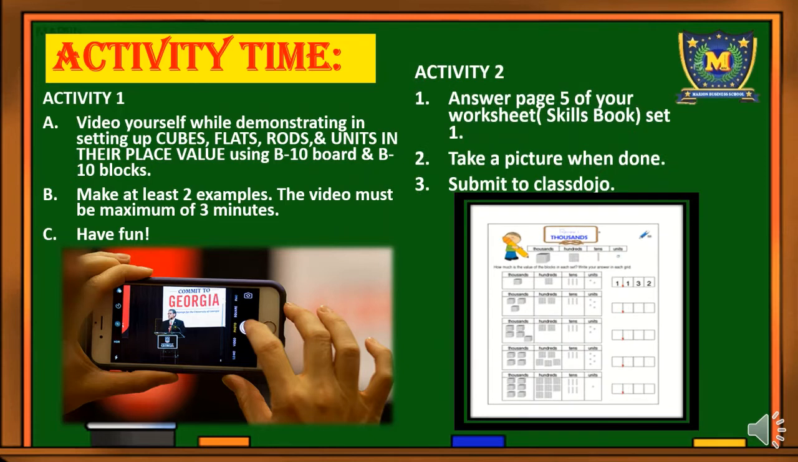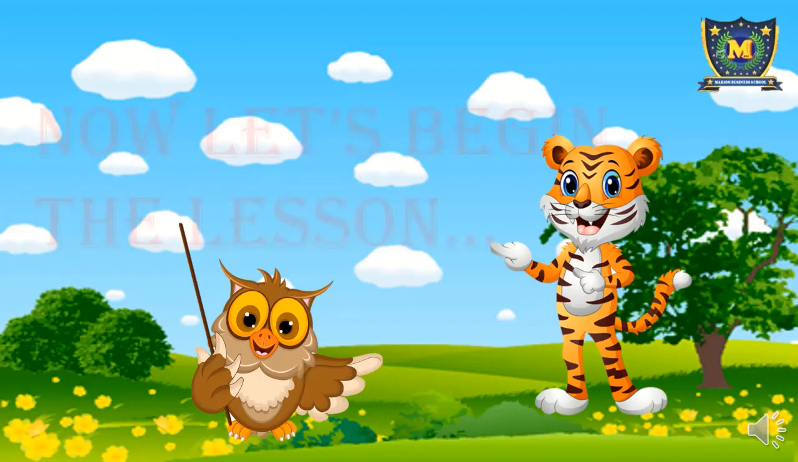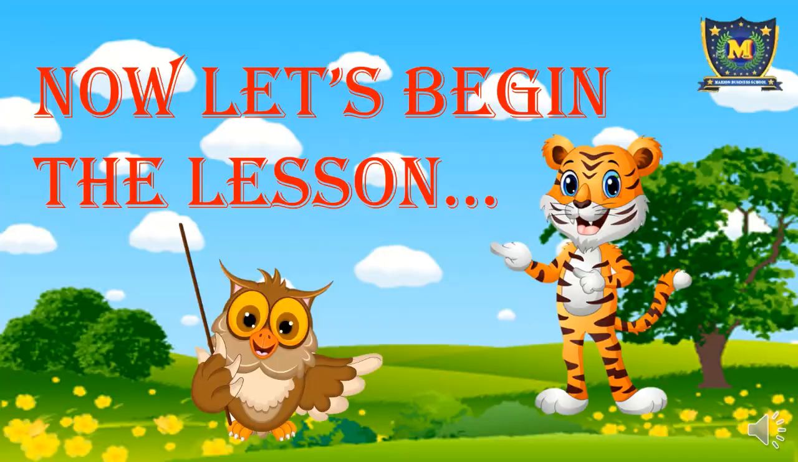For your Activity 2, you have to answer page 5 of your worksheet, Skills Book to be exact, Step 1. Take a picture when done, then submit to Class Dojo. I know you can do it, so do your best. Now let's begin the lesson.